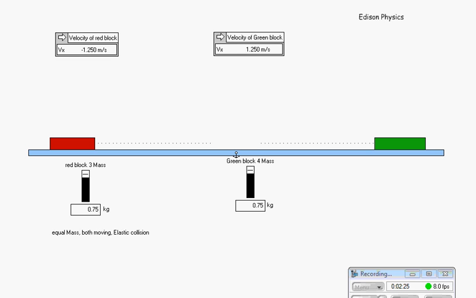Again, let's take a look. Here's the before situation. Here's the after situation.